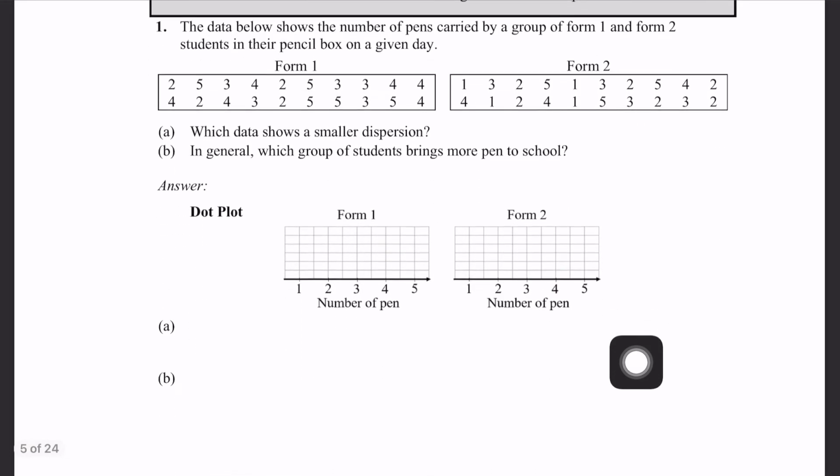Now let's complete question number 1 together. Number 1, the table below shows the number of pens carried by a group of Form 1 and Form 2 students in their pencil box on a given day. So Form 1, we have 2 sets of data, Form 1 and Form 2. In order to answer these 2 questions, we need to draw the dot plot first. Ingat previous plot kita belajar adalah stem and leaf. So this one is dot plot.